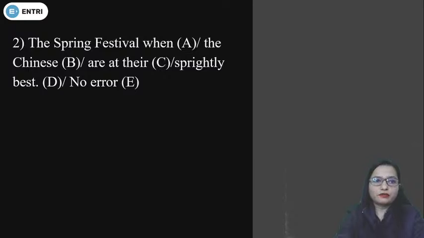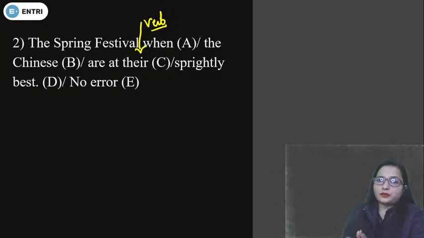Okay, next question we have: the Spring Festival, when the Chinese are at their sprightly best. Where can you find the error? Try to figure out where the problem is. So, the Spring Festival, when the Chinese are at their sprightly best, it means there is an error here. It needs a verb.